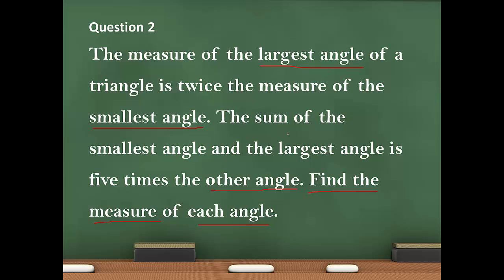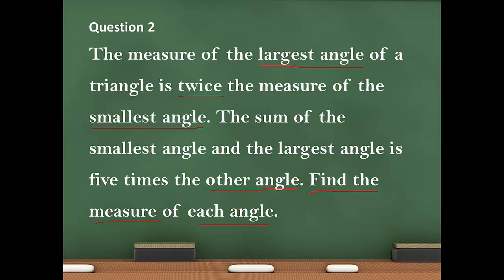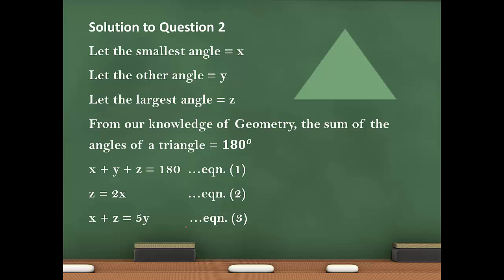Now, the next thing is that the largest angle is twice. See the key word here, twice the measure of the smallest angle. So that means that z is equal to 2 times x. And then the sum of the smallest angle x and z, the largest angle, is 5 times the other angle. So x plus z is 5 times y. That gives you your equation 3.